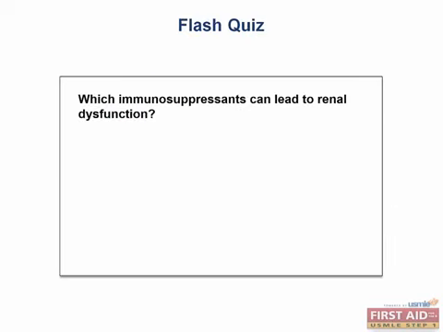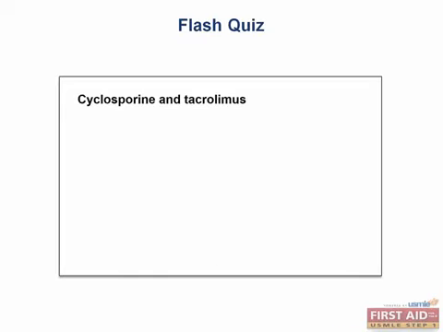Flash quiz time. An important question to answer for you. Which immunosuppressants can lead to renal dysfunction? Cyclosporin and tacrolimus. Which one is notorious for allowing the kidneys to survive? That's right, sirolimus.